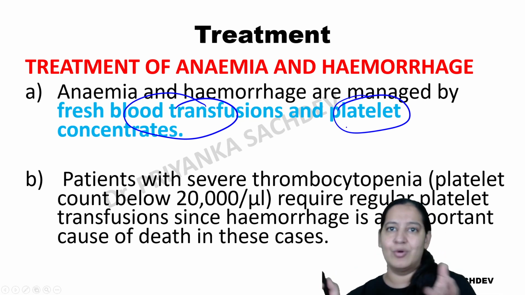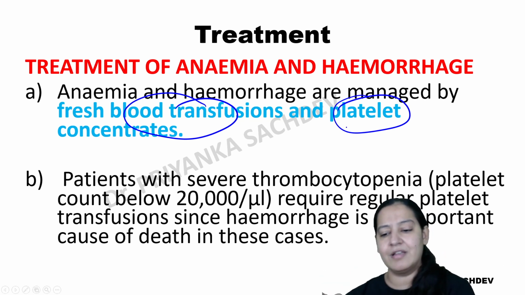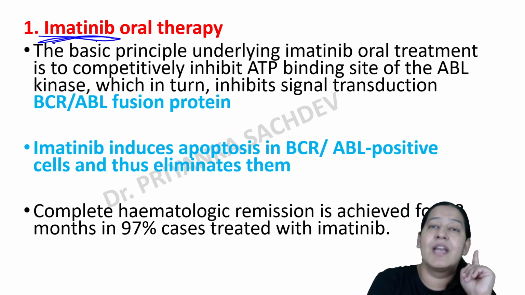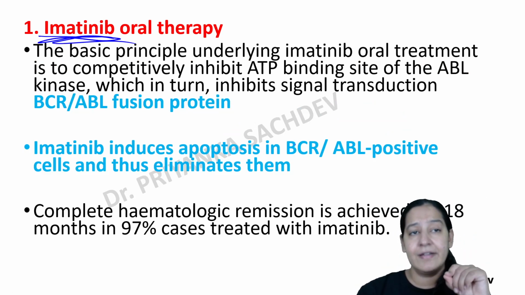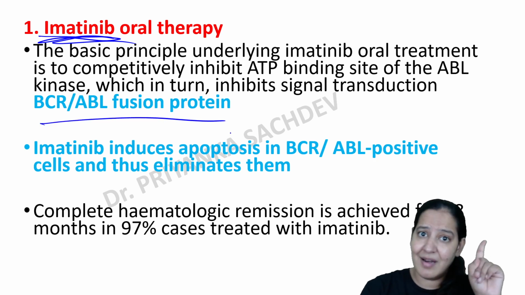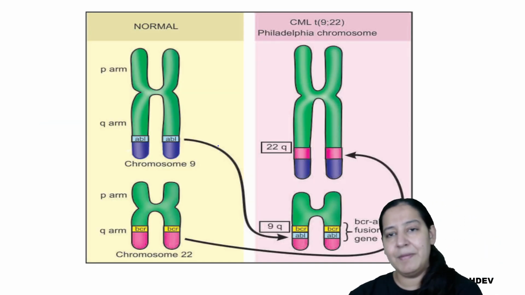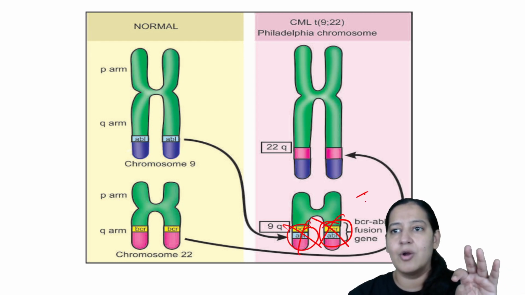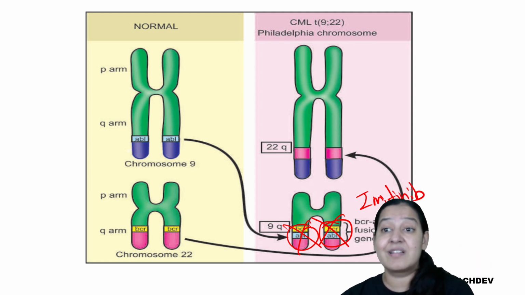Anemia है तो blood दे दो. Thrombocytopenia, bleeding हो रहा है तो platelet दे दो. Specific therapy is only one, imatinib. What does imatinib do? जो ABL BCR fusion gene बना था ना, उसको block कर देगा. So the ABL BCR fusion gene, which is formed here on chromosome number 22, is blocked by a drug known as imatinib. It is very costly, but imatinib is the targeted therapy.